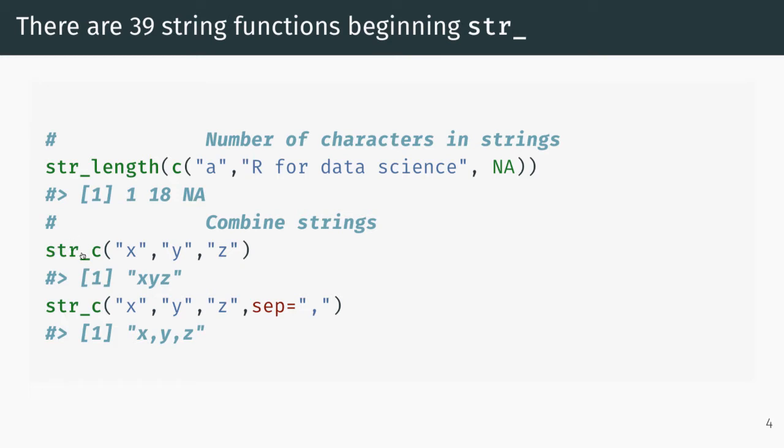Okay, so we can combine strings with str_c. So we have 3 strings here, and combined, they are just x, y, z. Instead of just combining them, I could combine them with a separator in between. And here I've done that. So you can type in this comma, or for that matter a space, and put the strings in separated by whatever that separator is.